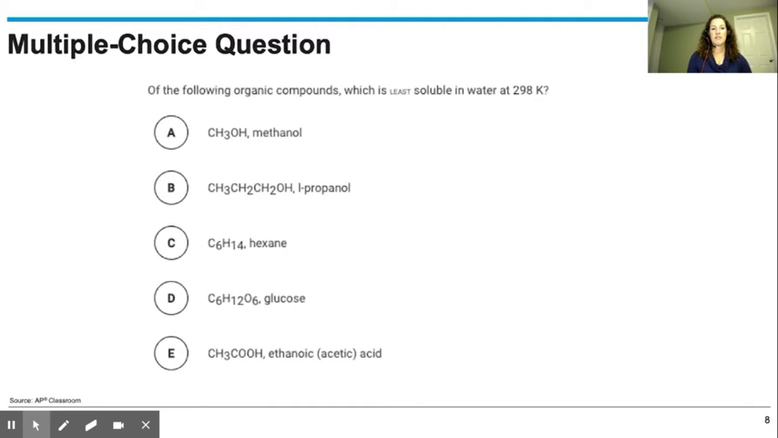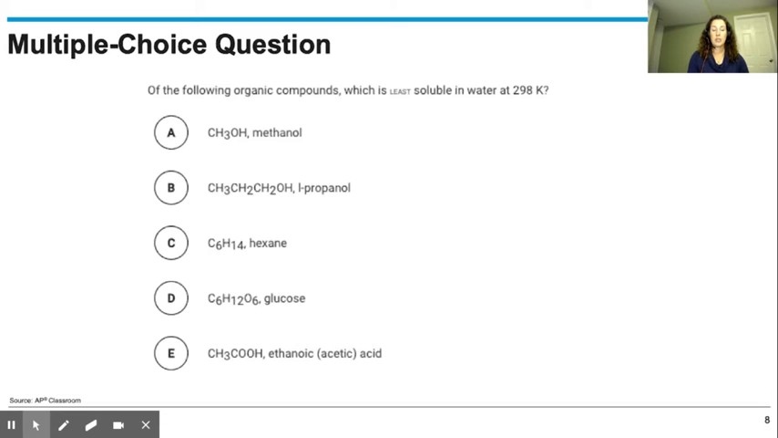In the second question, of the following organic compounds, which is least soluble in water at 298 Kelvin? So once again, in this case, if I'm looking for least soluble in water, I want to look at which one of those is nonpolar, because we know that water is polar. So here for methanol, I see that I have a hydroxyl group on there again. So we just talked about how those alcohols are very polar. So that would be very soluble in water.